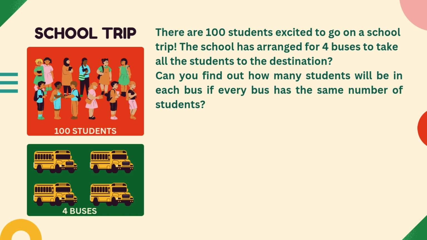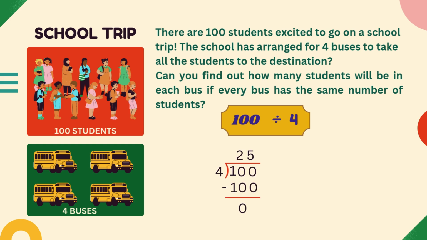Sharing equally means division. If we divide the total number of students by the number of buses, we can find how many students go in each bus. That is, 100 divided by 4. We use the long division bracket to show this. 100 divided by 4 equals 25, with no remainder. So, each bus will take 25 students, and no one is left out.